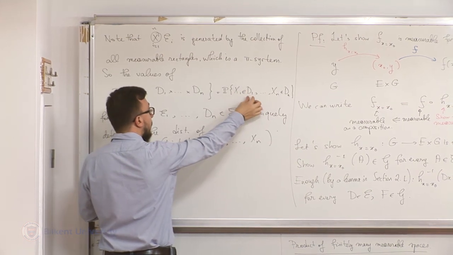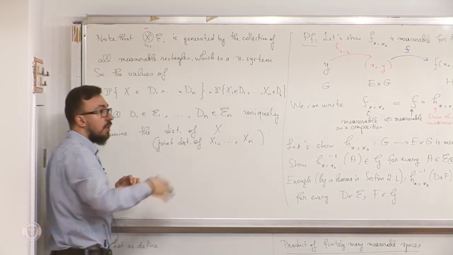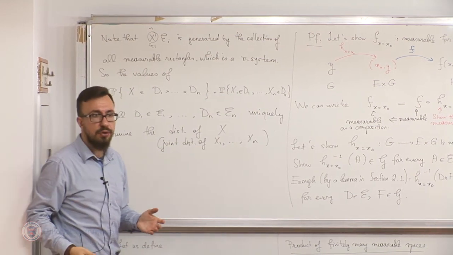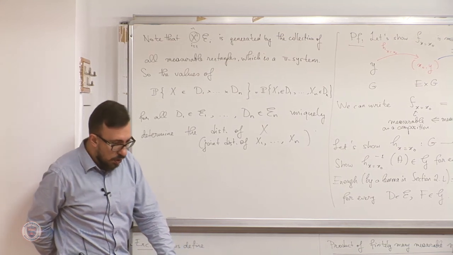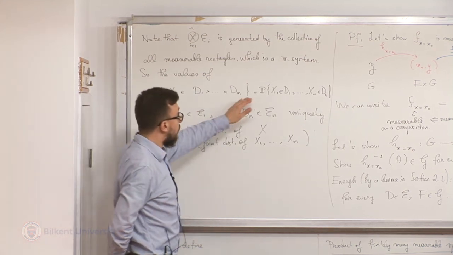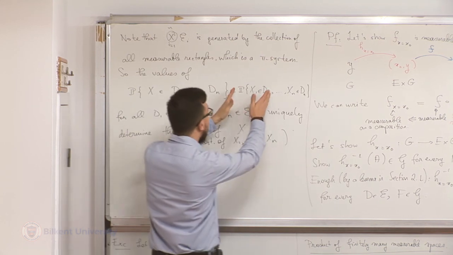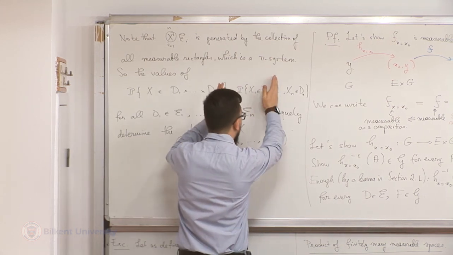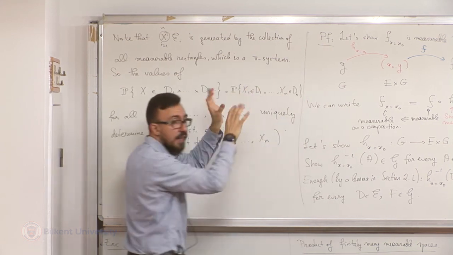This coordinate takes values in this set, this coordinate takes values in this set. Joint probabilities. So next time, we're going to look at the relationship between these kinds of probabilities and marginal probabilities: the probability that X_1 is in D_1, full stop, the probability that X_n is in D_n, full stop. Just that kind of marginal events.